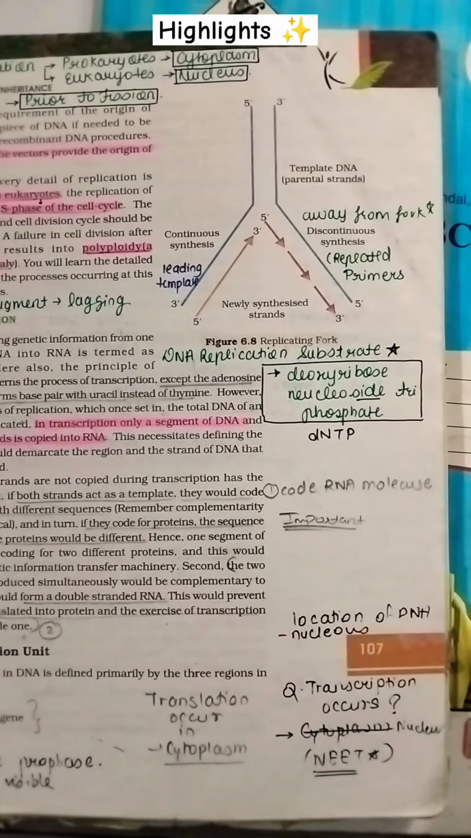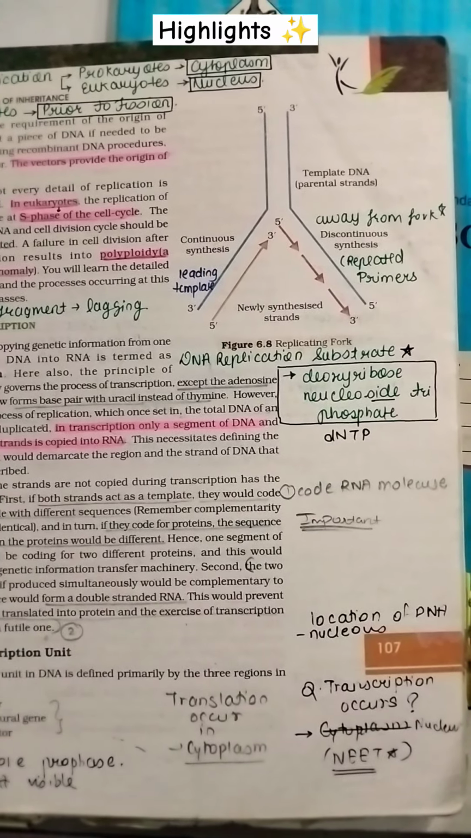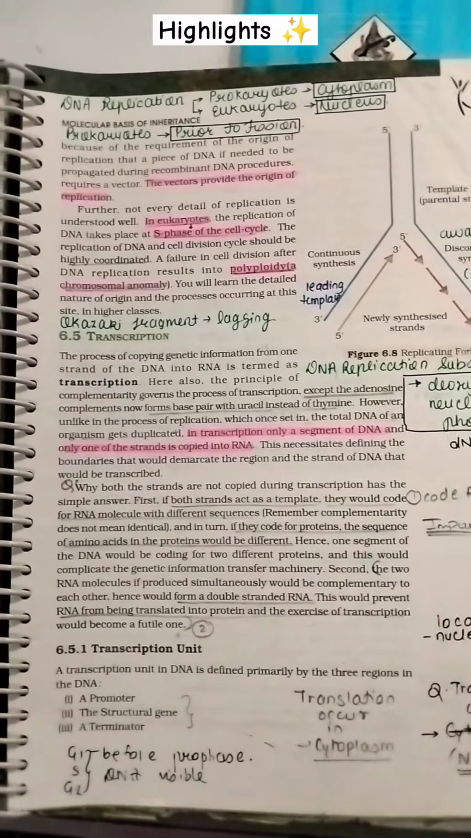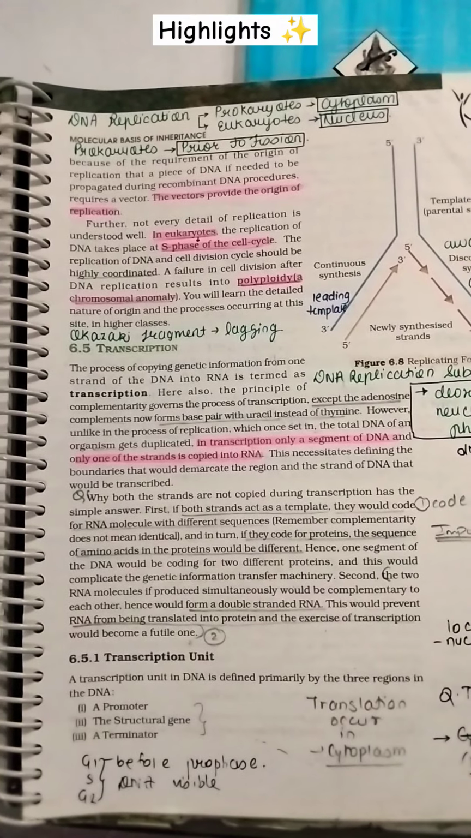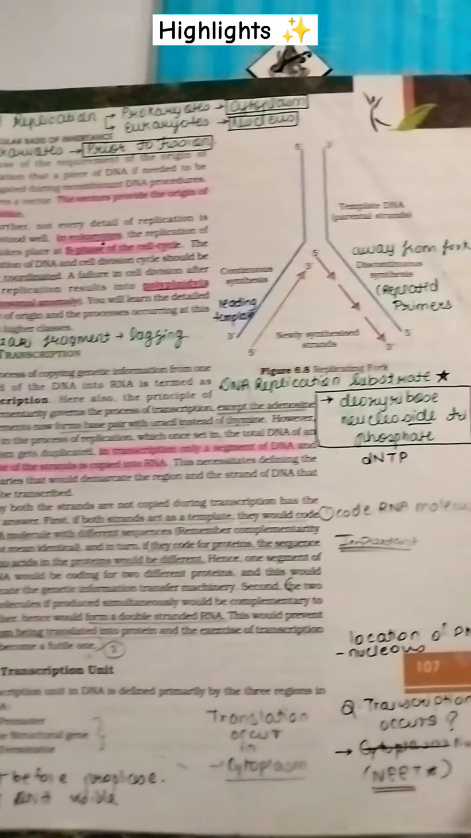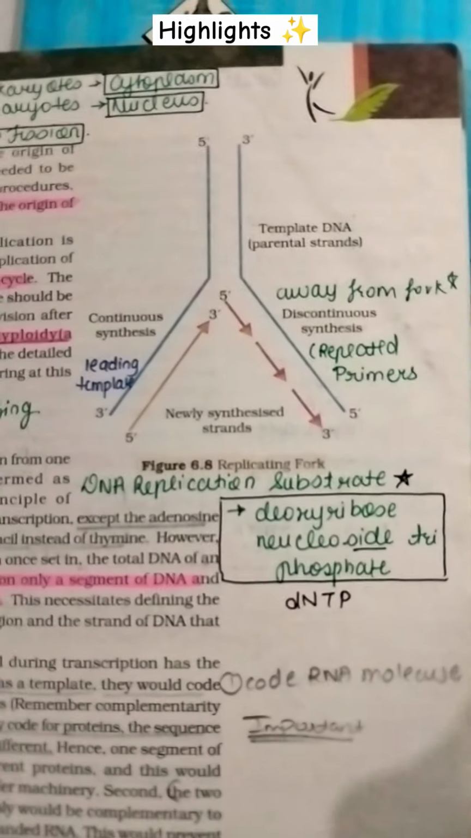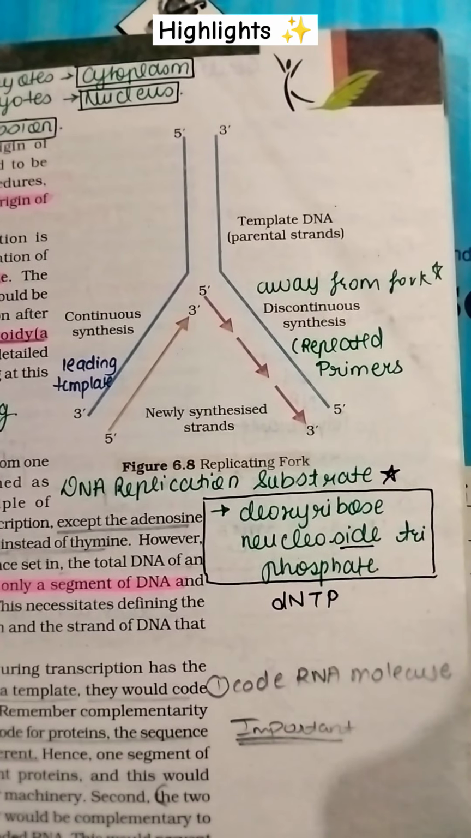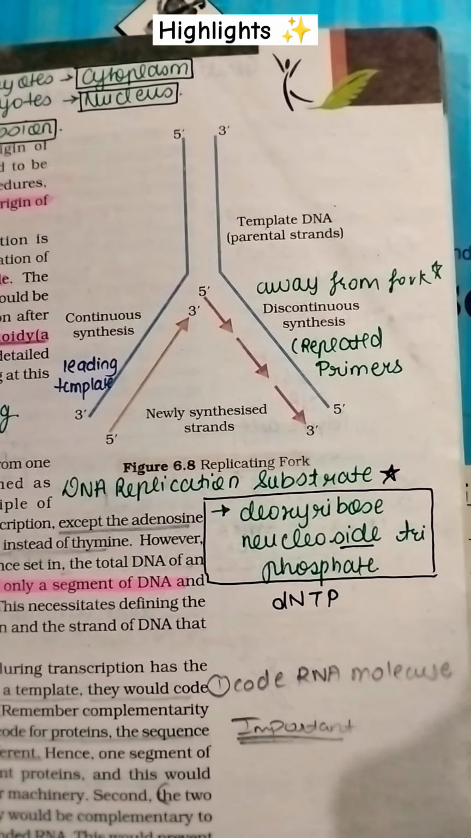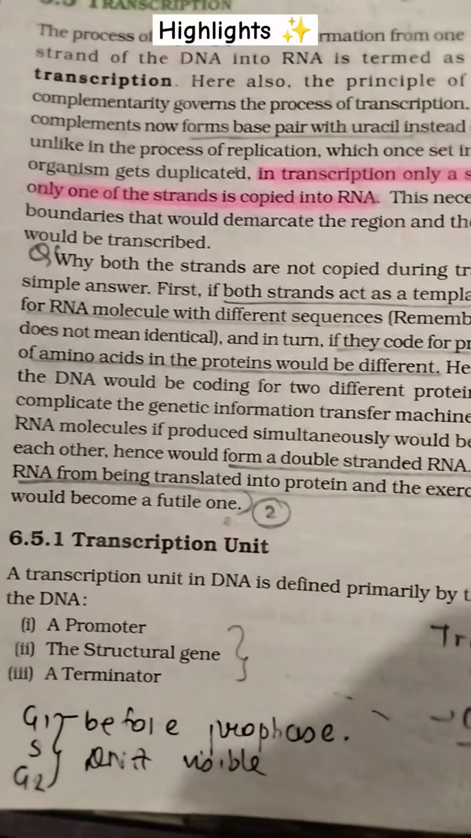Then this diagram of the replication fork. Prokaryotes, eukaryotes, the site where the replication occurs: in cytoplasm for prokaryotes, in nucleus for eukaryotes. Then dNTPs and the replication fork are very important.